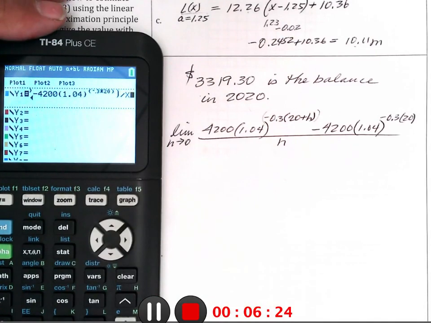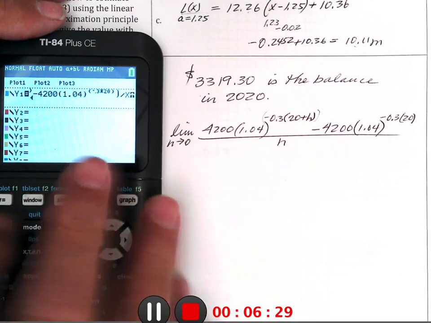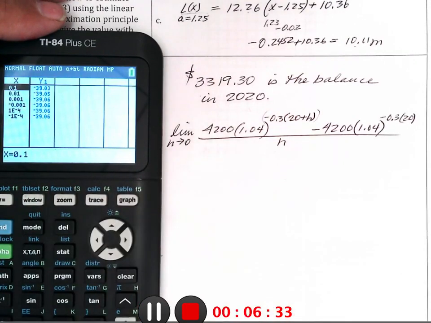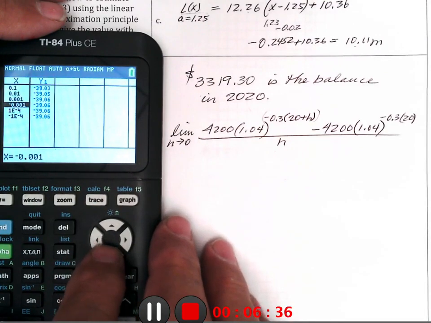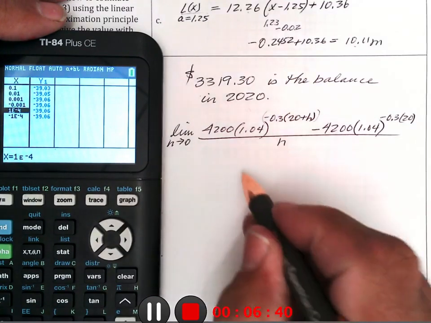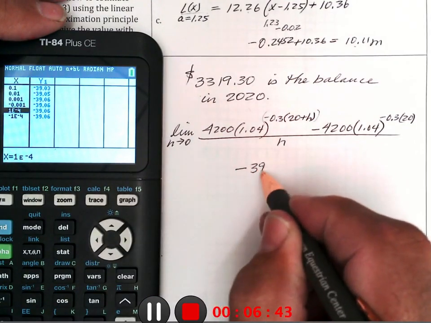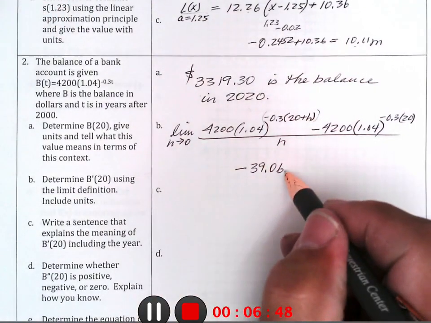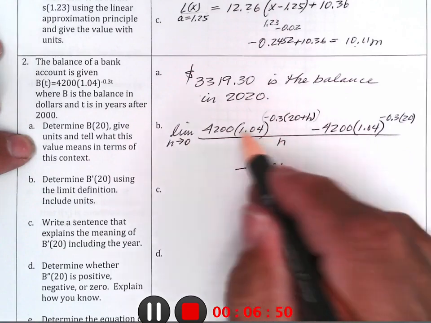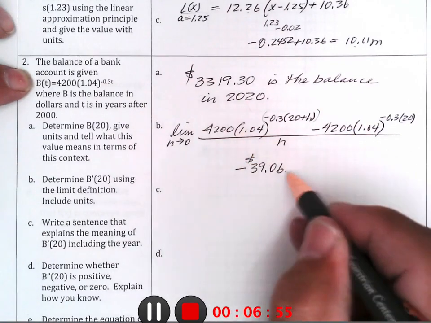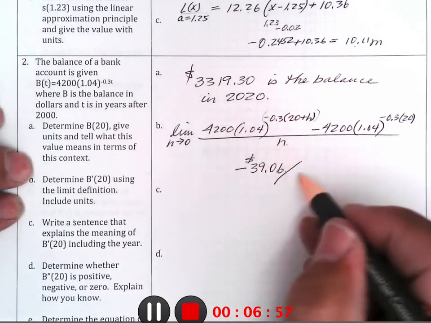And then we want to look at this close to x equals 0. So second table, and I don't need that one, but I want to look close to 0, and these are close to 0, and I'm getting negative 39.06. And I want the units on this, and so the numerator is in dollars, and the denominator h is in years, years.